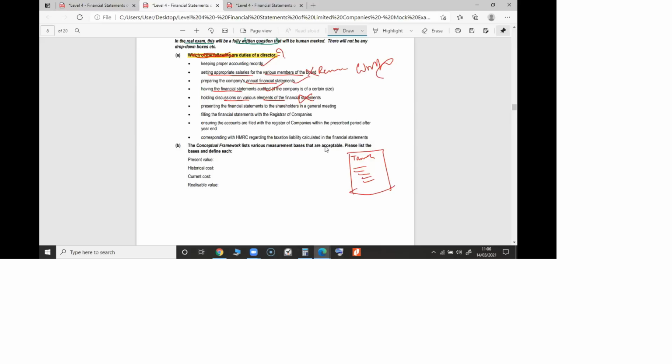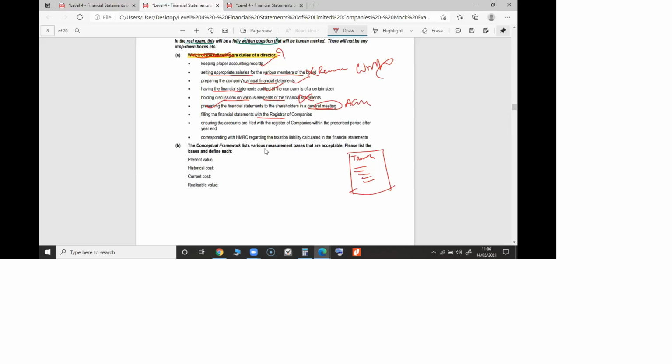Presenting the financial statements to the shareholders in the general meeting, the annual general meeting, AGM, answer is yes, definitely. That's the duty of the directors, not the shareholders. Filing the financial statements with the registrar at Companies House, basically. Companies House. What do you think?